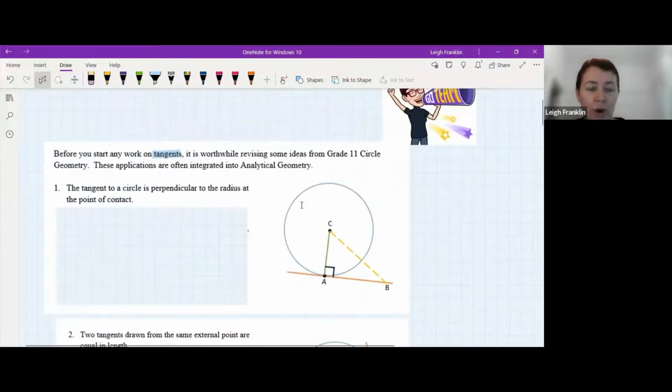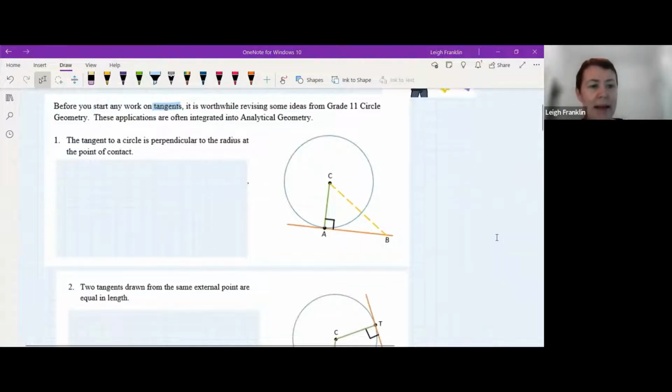But before we get started on determining the equation of a tangent, which is really important, I just want to link back to some concepts that you would have learned in Euclidean geometry in grade 11 that are super important for our understanding now. The first thing is that a tangent to a circle is always perpendicular to the radius at the point of contact.